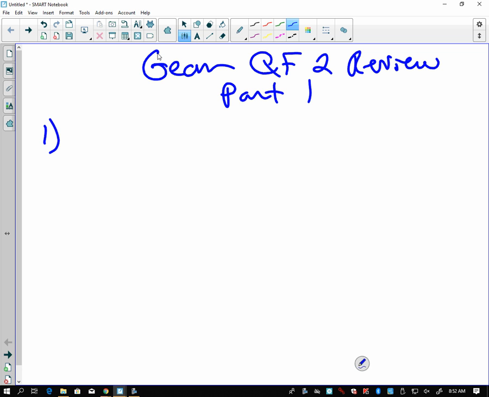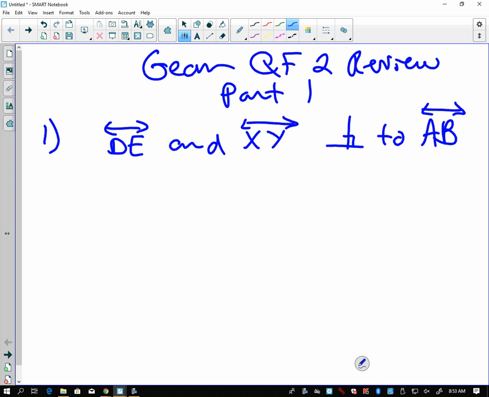this question has no visual to it. All it is is a written out word type problem. And so I highly suggest that you draw a picture to go with this. So they're going to say, suppose line DE, and let's say XY, are in the same plane, and they are both perpendicular to line AB. What is the relationship of these two lines to each other?